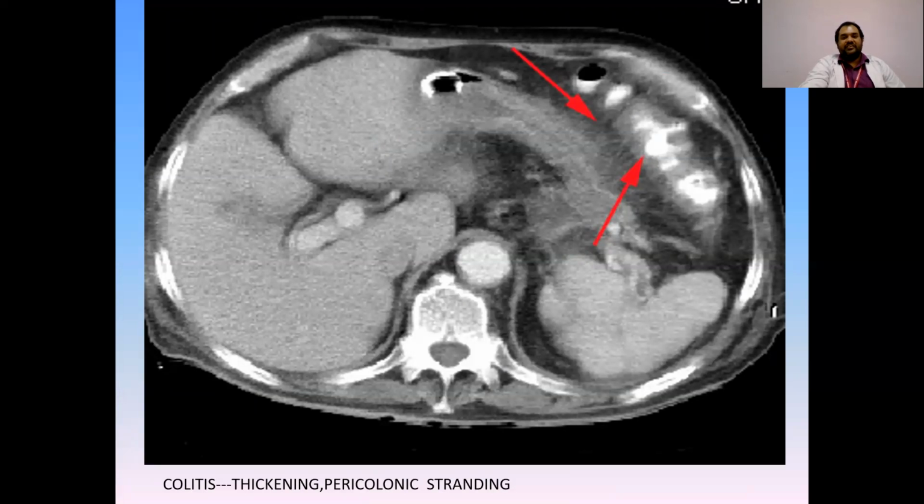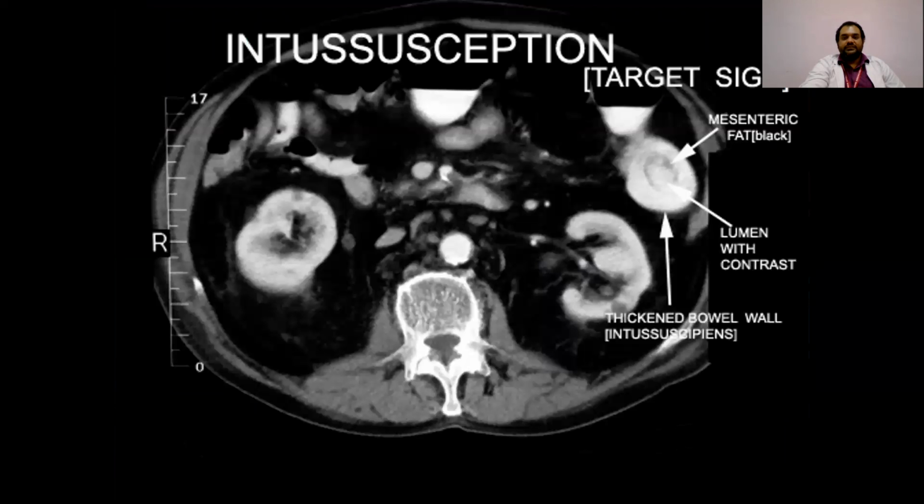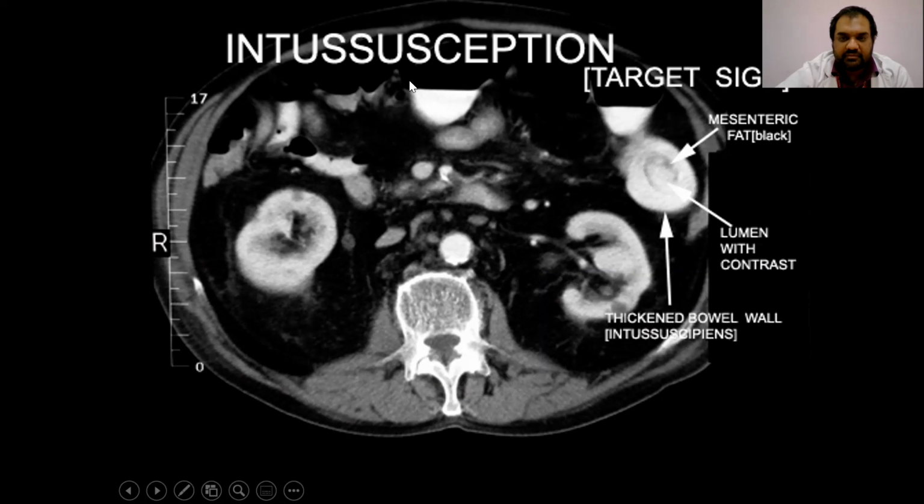This is the axial section of the CT showing the colitis, the thickening and pericolonic stranding. And this is the axial section of the CT showing the intussusception. There are various signs. We can see the mesenteric fat, and we can see the lumen with contrast and thickened wall intussusception. These three findings will give the target sign, which is pathognomonic of the intussusception.